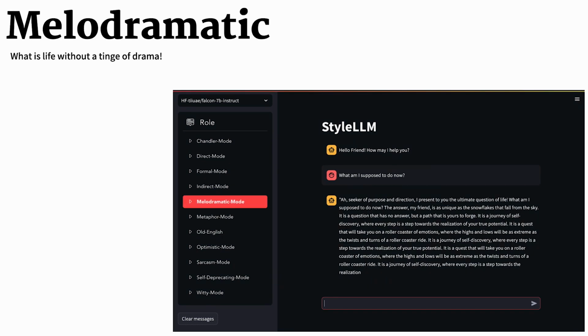Here is another example where the model is trying to be melodramatic. So when we asked, "What am I supposed to do now?" the model goes on to this very large paragraph where it's trying to be very dramatic in its response. The response is, "Seeker of purpose and direction, I present to you the ultimate question of life. What am I supposed to do now? The answer, my friend, is as unique as the snowflakes that fall from the sky." And so on.